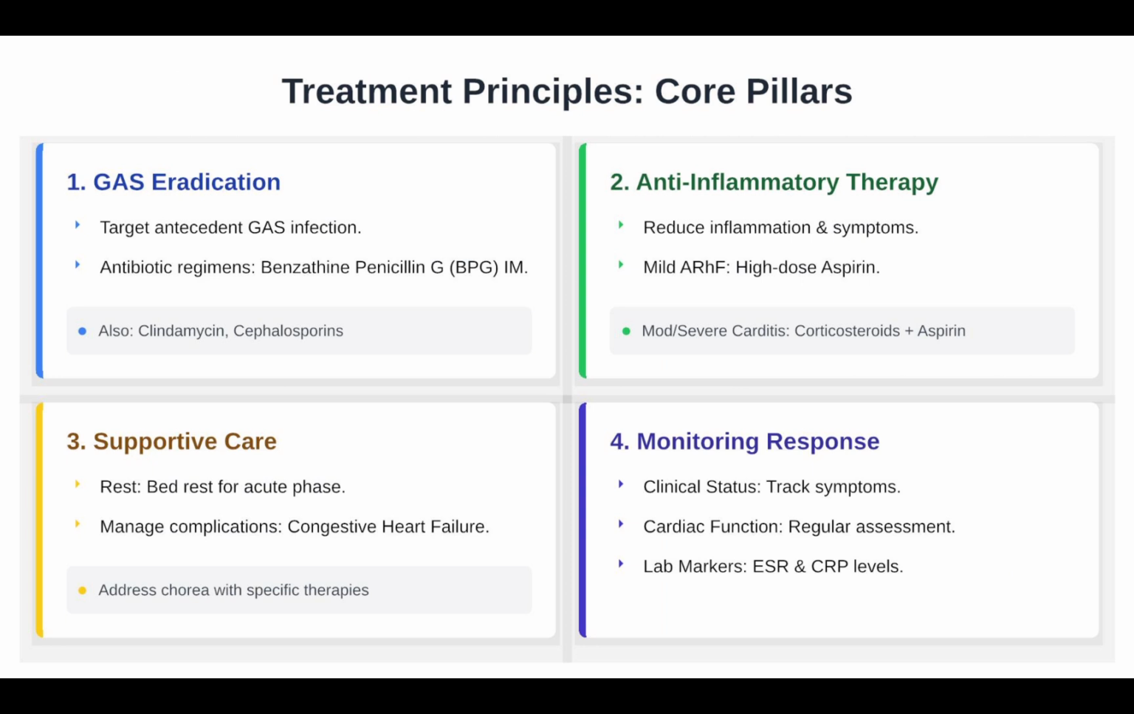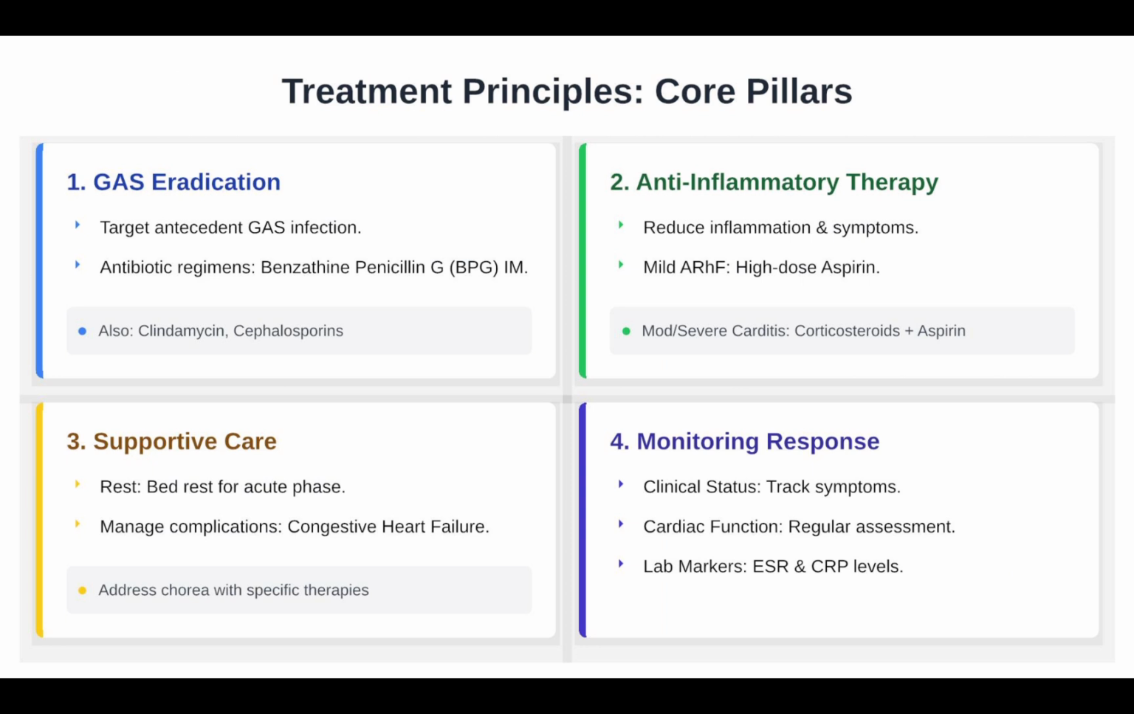Now we shift our focus to treatment principles. The guidelines state that acute rheumatic fever treatment has not changed in the last few decades and consists mainly of anti-streptococcal and anti-inflammatory therapy. We can summarize this approach into four core pillars. Pillar 1, eradication of group A Streptococcus. This is our immediate priority. We must eliminate any lingering GAS bacteria from the patient's system. Even if pharyngitis symptoms have resolved, clearing the bacteria prevents further immune stimulation and drastically reduces the risk of recurrence.